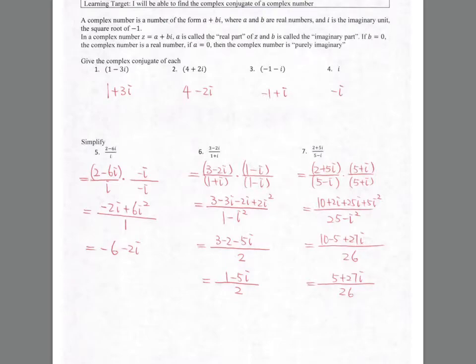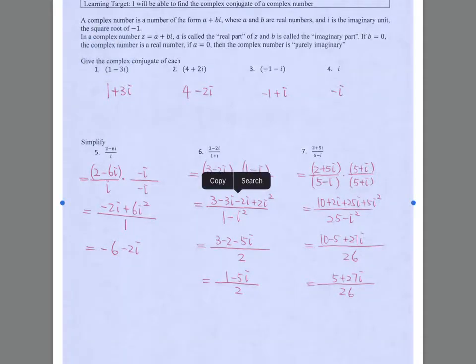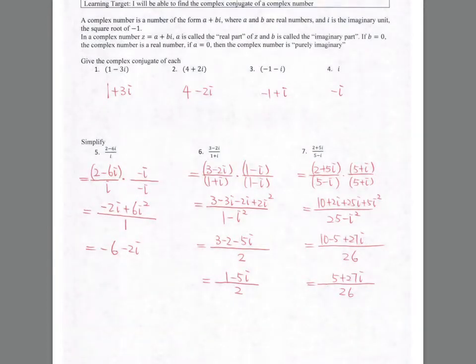So take a look at the examples. Give the complex conjugate of each. Example number 1, we have 1 minus 3i. Notice I said, keep the real number the same. So 1 is a real number, I'm going to keep it as 1. And then I change the negative 3i. So negative 3 is the imaginary part. So negative 3 turns into positive 3i. So the complex conjugate of 1 minus 3i is 1 plus 3i. Is this simple enough?